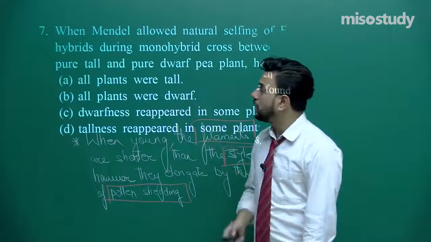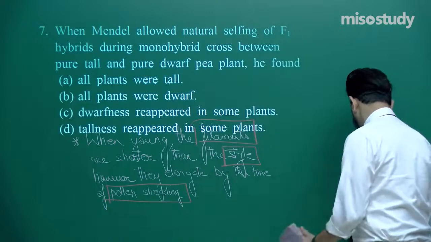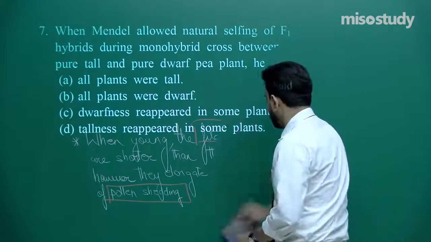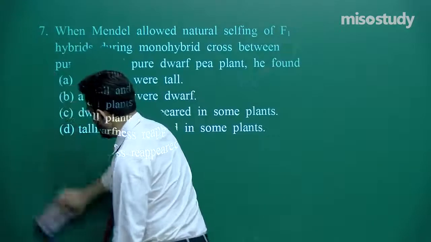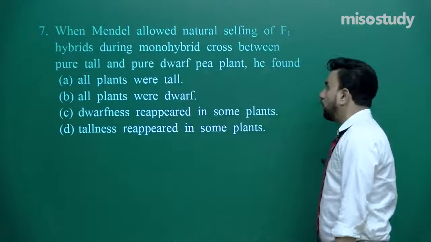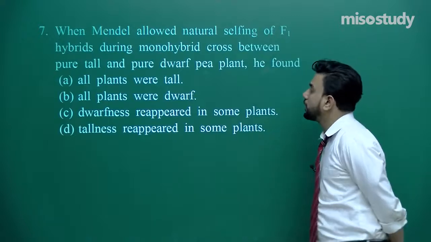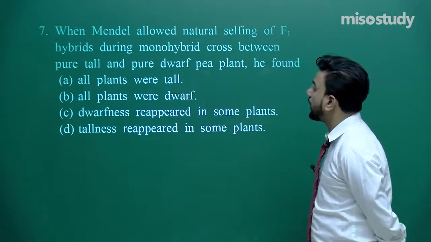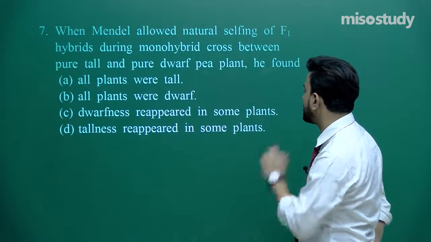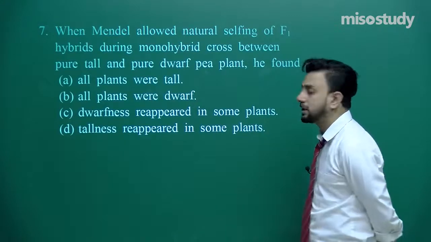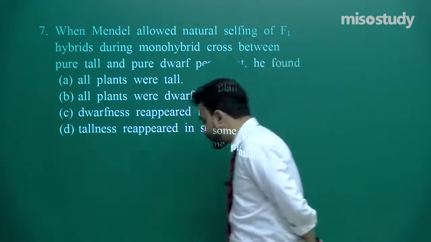Let us see the next question. When Mendel allowed natural selfing of the hybrids during the monohybrid cross between a pure tall and a pure dwarf pea plant, he found all plants were tall, all plants were dwarf, dwarfness reappeared in some plants, or tallness reappeared in some plants. Let us see what will be the answer of this particular question.